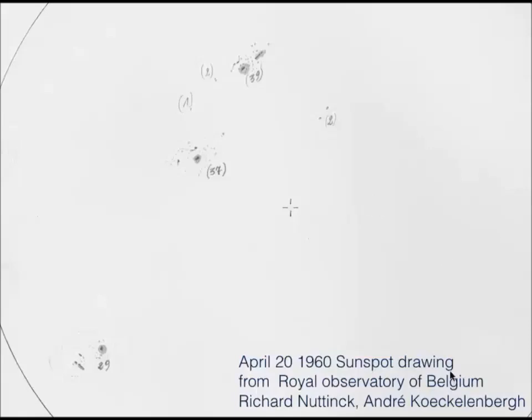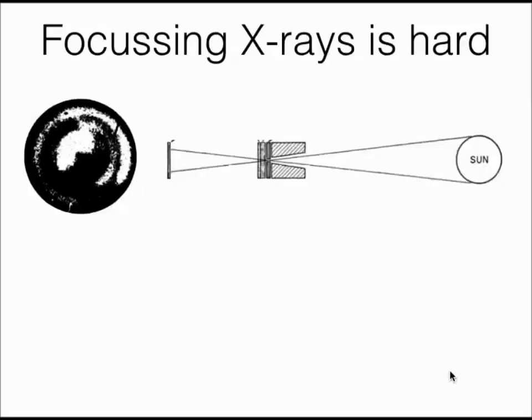Just for the record, this drawing was made by Richard Gripping, who was a contractual here. It took like 200 observations that year, and together with André Kukelenberg, they were the only two observers at that time that covered the whole year. Very impressive. So let's go back to the X-rays.